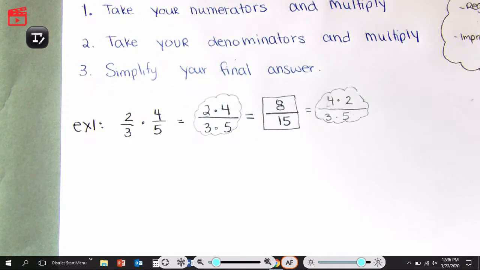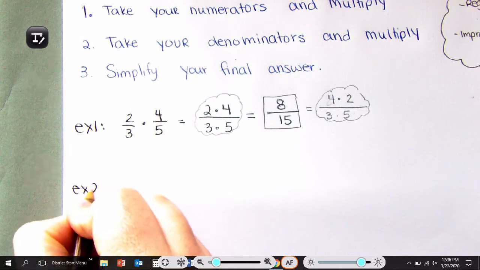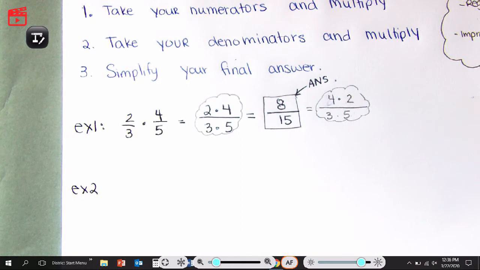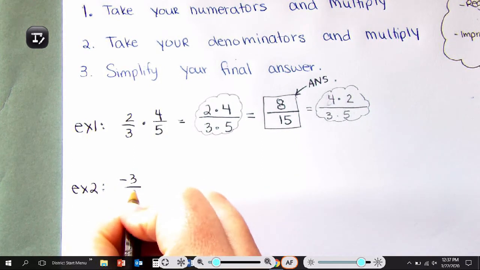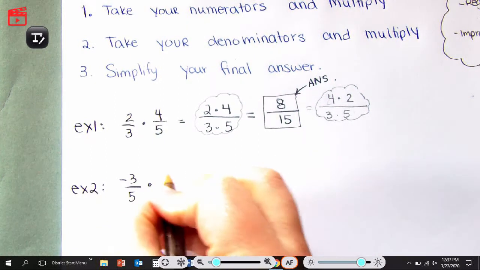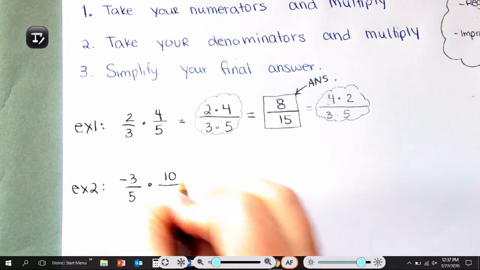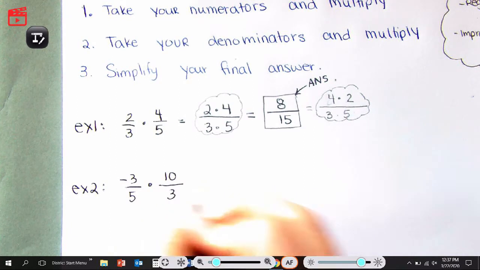All right, let's do another one. Example 2. And I'm going to write answer here so it's not confusing. That's the answer. Okay, let's do something a little bit more difficult. I'm going to throw in a negative. So I'm going to say -3/5 times 10 thirds.